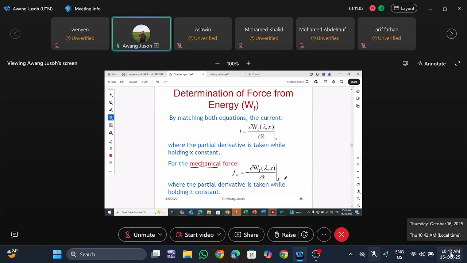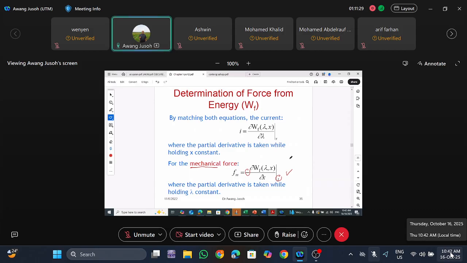While doing that, lambda must be constant. You need to do differentiation, the partial derivative. This is differentiation with respect to x, and lambda must be constant while doing that. Okay, this is the formula to get the force of any electromechanical device. And there's a minus there; later on we will explain why there is a minus.